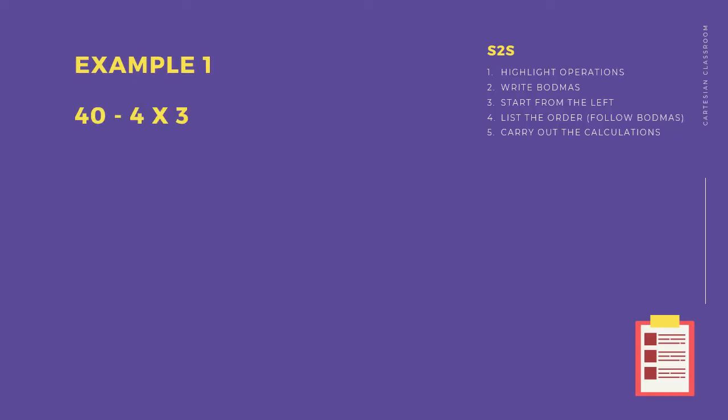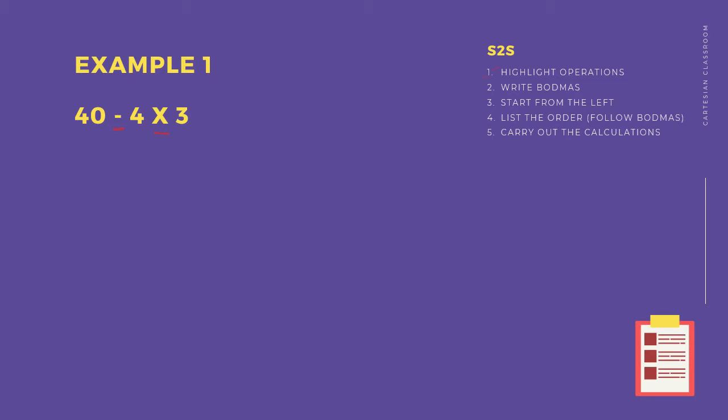Example 1, 40 minus 4 times 3. First things first, step 1, highlight the operation. I'm just going to highlight it in red, or I think it's easier if I just underline it. So we have minus and we have times. So that is step 1 done.